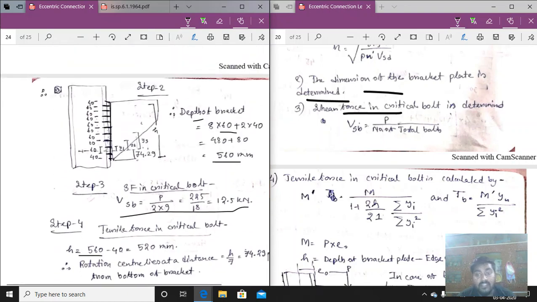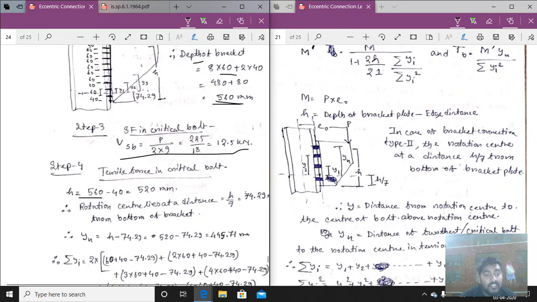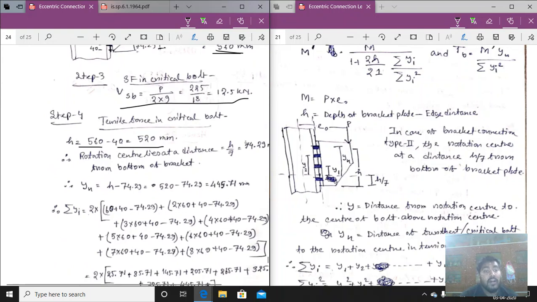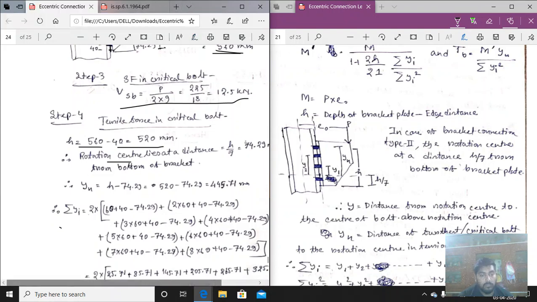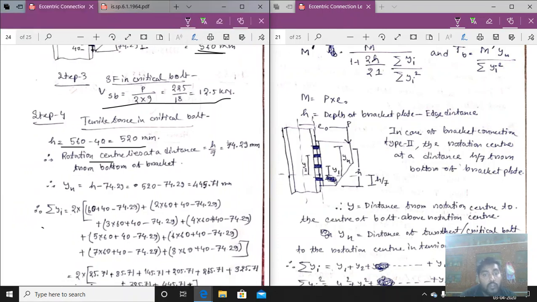Now what is the meaning of H? We know that it is the depth of the bracket plate minus the H distance. So the total depth of the bracket plate is 560 minus the H distance 40, calculating the value 520. The rotation center lies at H by 7 distance, which we know is 74.29 mm from the bottom of the bracket.